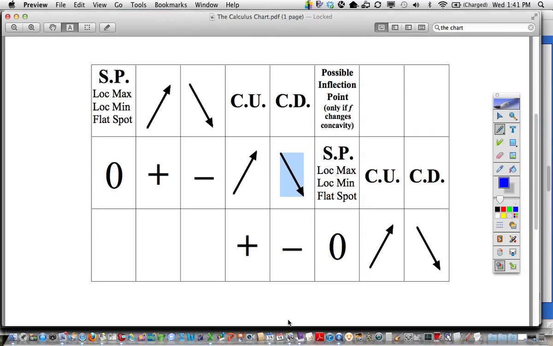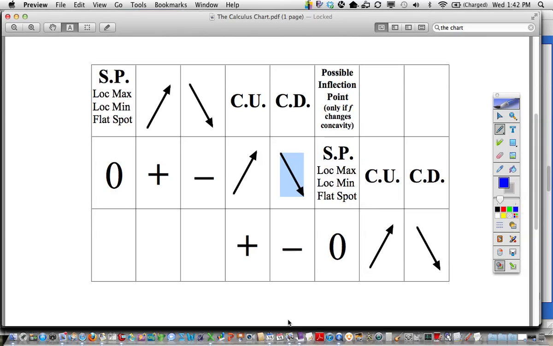All right, and then one last one. Where is F double prime negative? In what intervals? Go. A to B, E to G. F double prime is negative when this graph is concave down. So we look for the intervals where it's concave down.